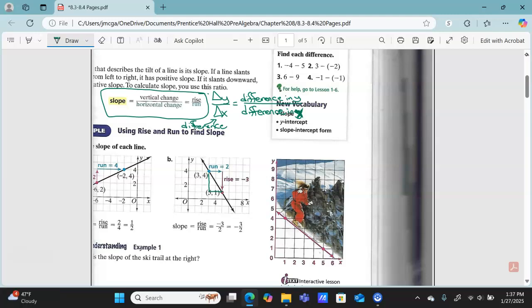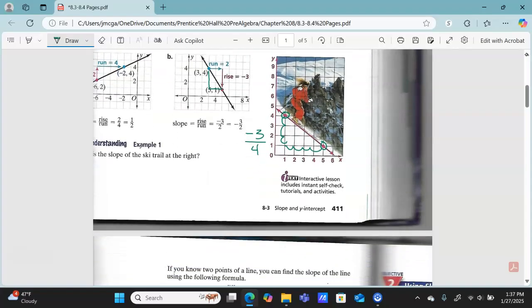So if you look at this one right here, what is the slope of this ski trail to the right? Well, I went down 1, 2, 3. I'm going from this point to this point. So I went down 3 and to the right 1, 2, 3, 4. So my slope is negative 3/4.